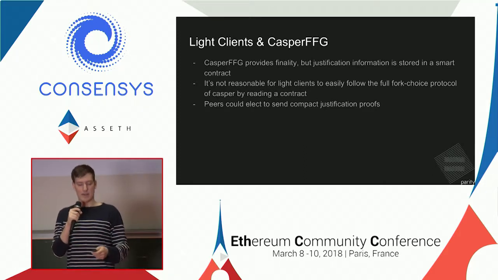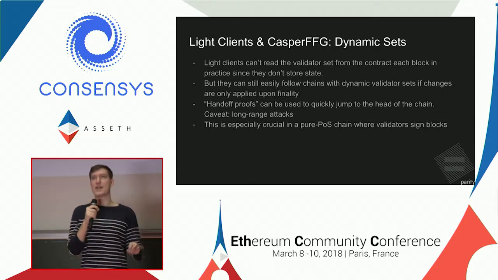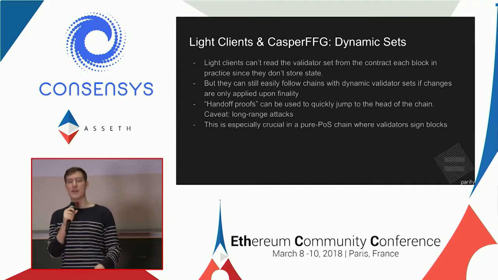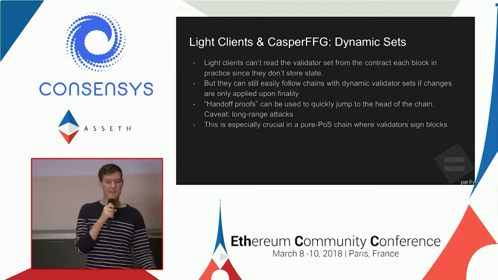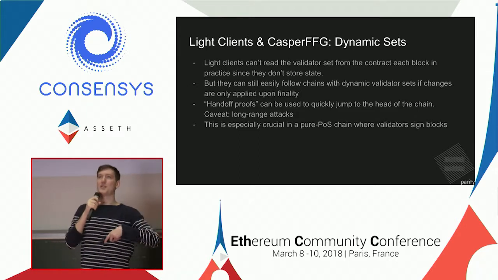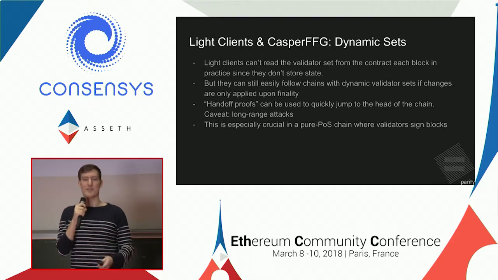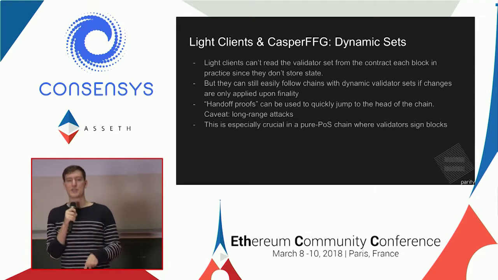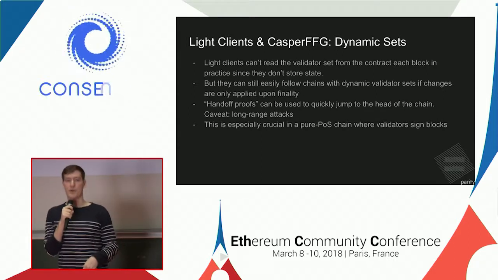But one thing that light clients can do is fairly easily follow dynamic validator sets under Casper. Again, the light clients can't read the validator set from the contract each block because they don't store the state. If you had to make a contract call every single block to read what the next Casper FFG validator set is, that's fairly difficult. That's a lot of overhead for syncing. But they can still follow chains with dynamic validator sets if changes are only applied on finality. So this is something that the light client model can already support.